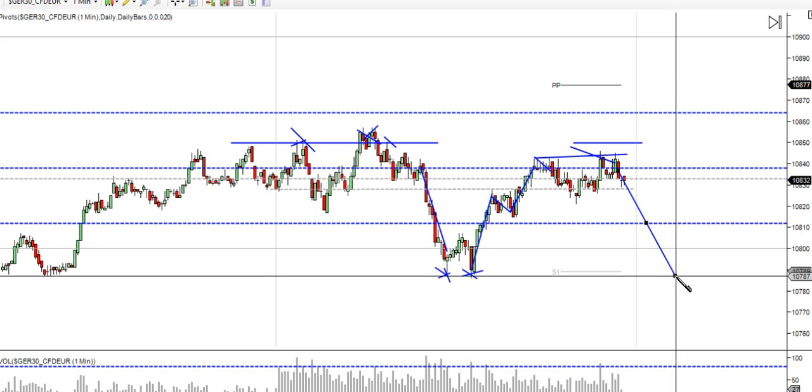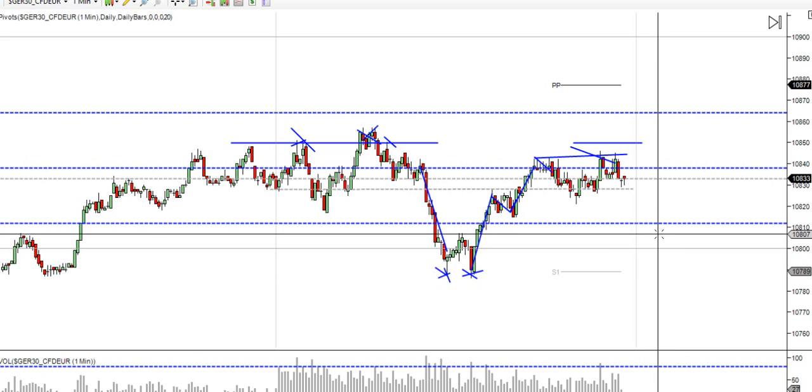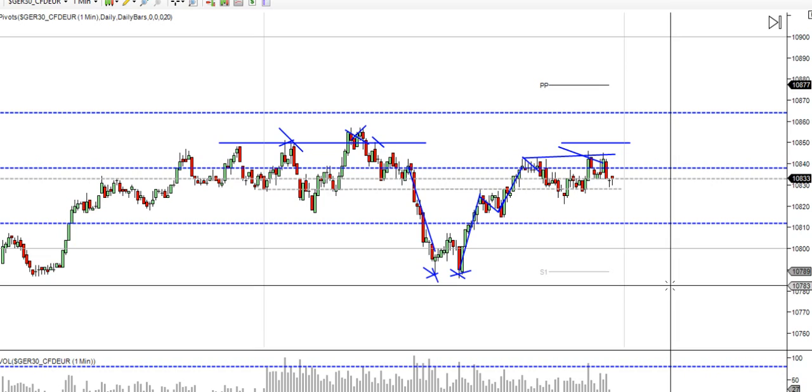Let's see now if this is going to go down, but at the moment it doesn't really matter because in a few minutes the cash market is going to close.